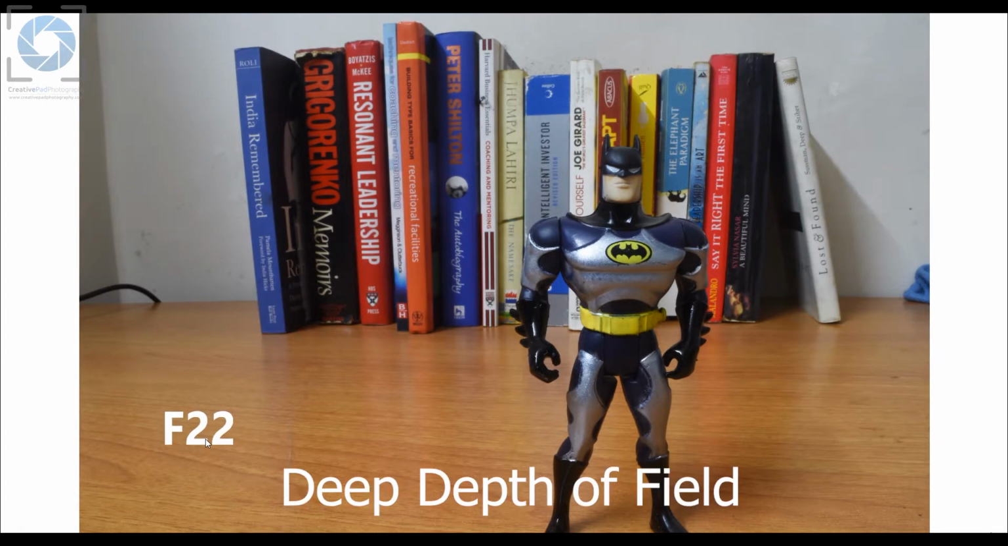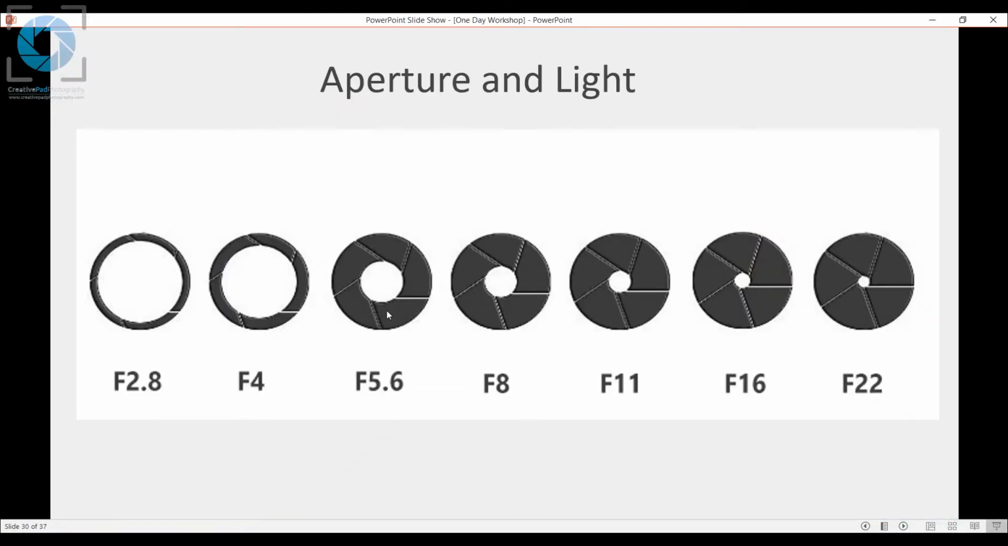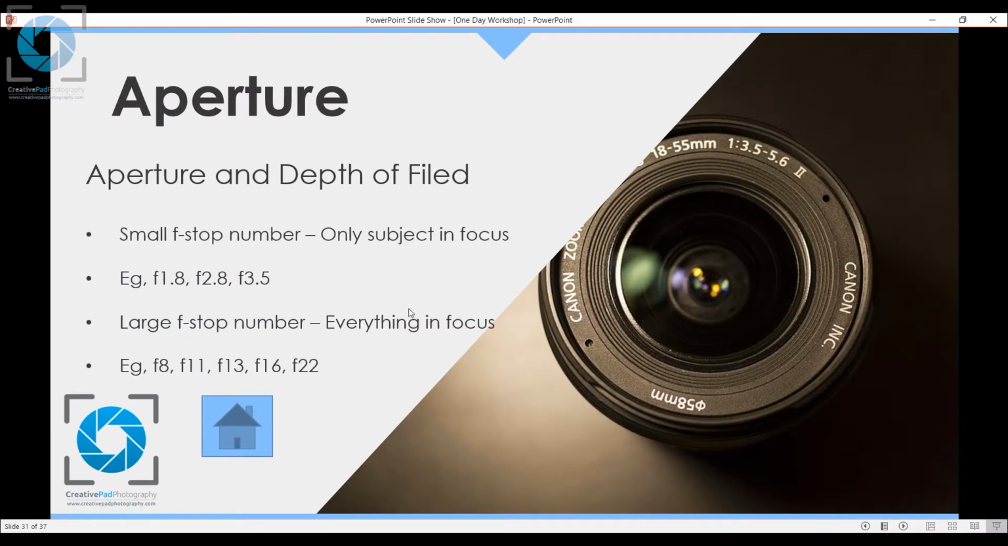That is, everything is in focus. So just to show you again, small f-stop number, only subject in focus. That means your background will become blurred at a smaller f-stop number like f1.8, f2.8, f3.5, and at a large f-stop number, everything will be in focus, like f8, f11, f13, f16. So you can choose your f-stop number depending on the type of look that you're going for.